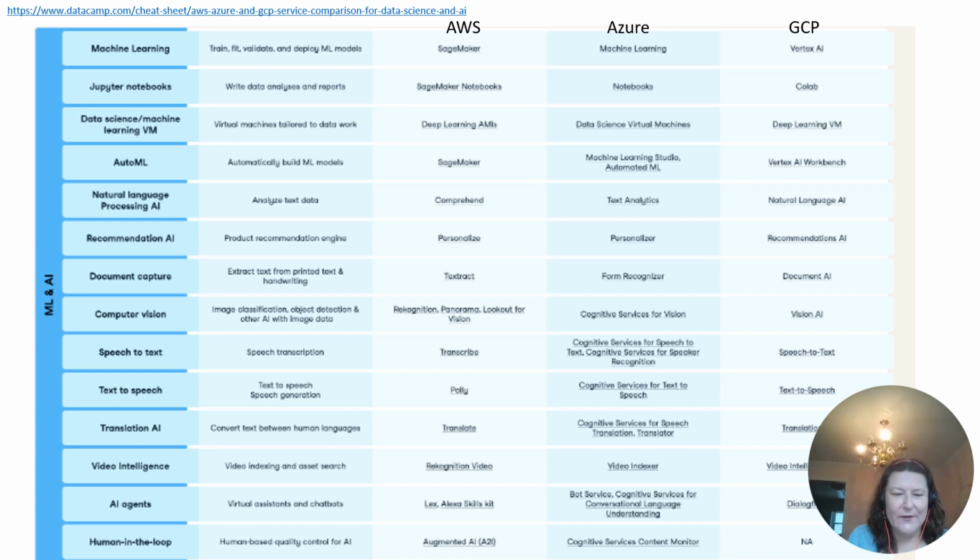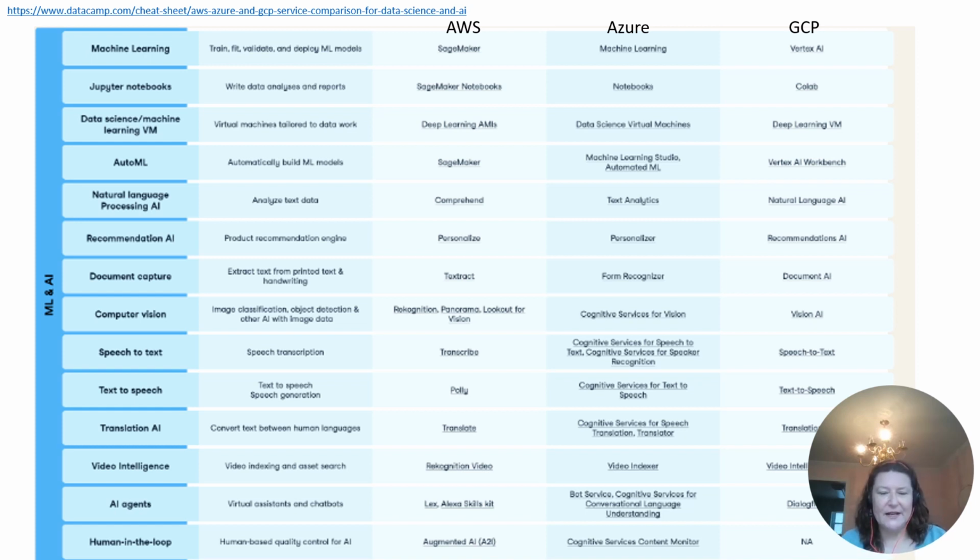There's a few other things here, like the Translate AI, so those translate from one language to another, from one human language to another, like English to Spanish or that kind of thing, French to English. There's Translation API in GCP, and there's Translate in AWS.